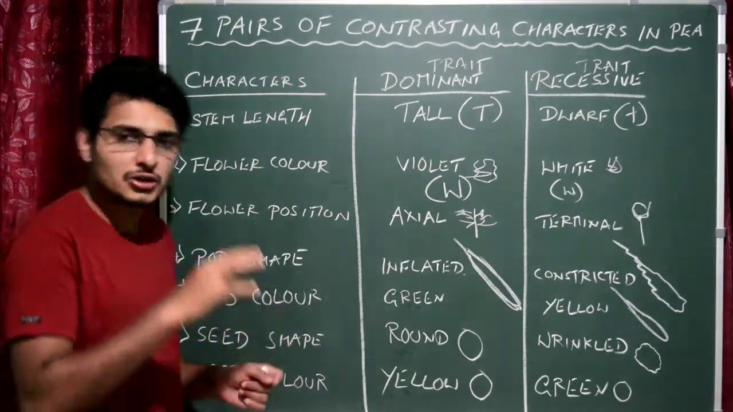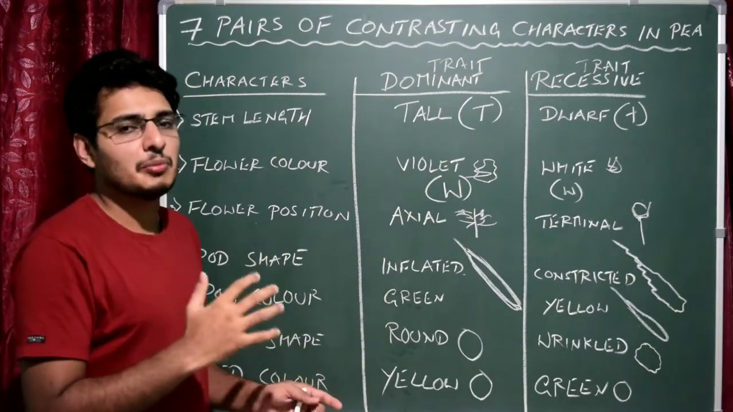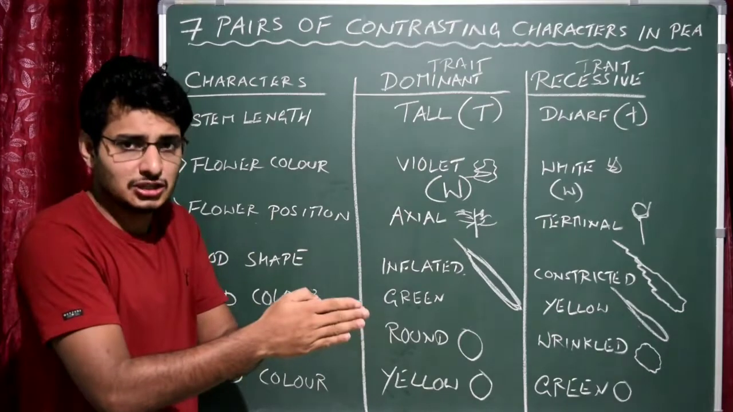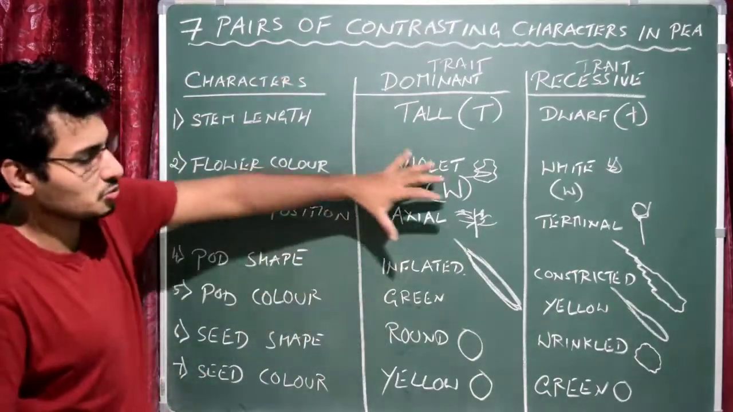Hope you understood what exactly an allele is and what exactly a gene is. Allele is nothing but a pair of genes. Got it? So you have to write down all these things because it's very important.